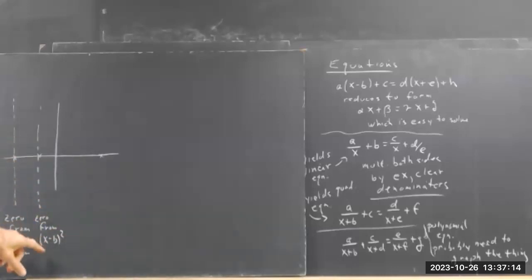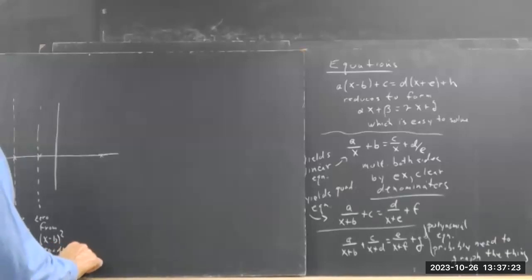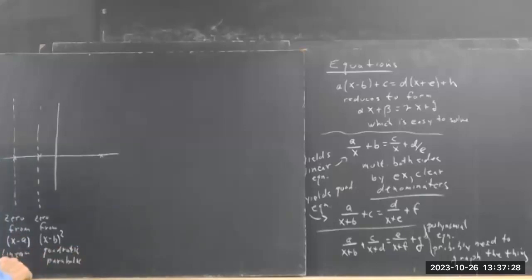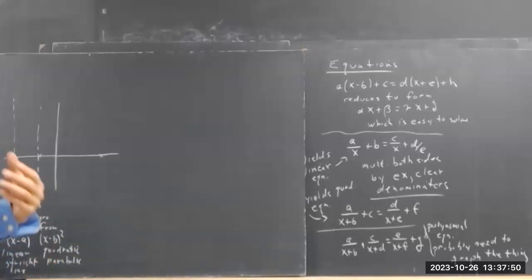Say this is a 0 from x minus b squared. It's going to be hard to read. This says linear, a straight line. This says quadratic. It's a parabola because you know that x minus b squared is going to have a parabolic graph. It's just shifted b units from the toolkit function.